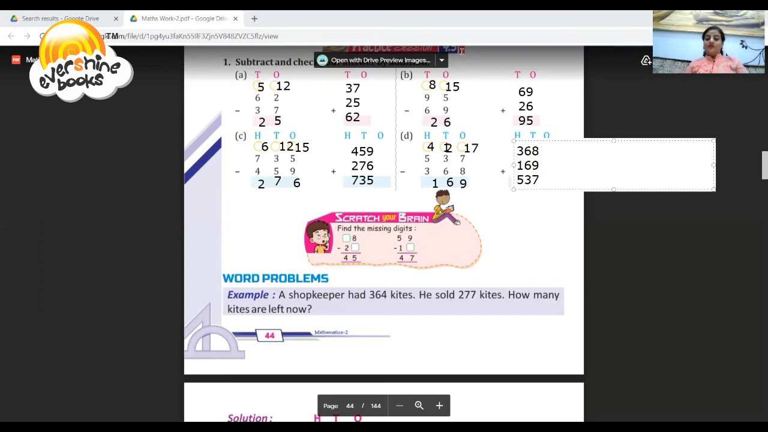Now we are going to do word problems in that. You can do this, scratch your brain also, find the missing digits. How will you get this? By doing the addition or subtraction. Like 8 minus 5. When we minus anything from 8, we get 5, so we are going to minus 5 from that. It comes 3. And here, if 4 is coming, it means it is 6. 6 minus 2 is 4. Okay, like that you are going to try this and let me know whether you have tried or not.